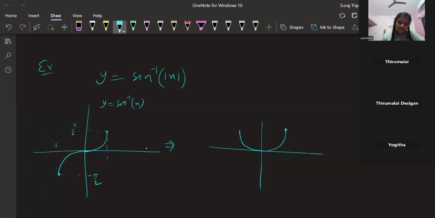Right? This is the graph of y equals to sine inverse mod x, right? Draw these two graphs.